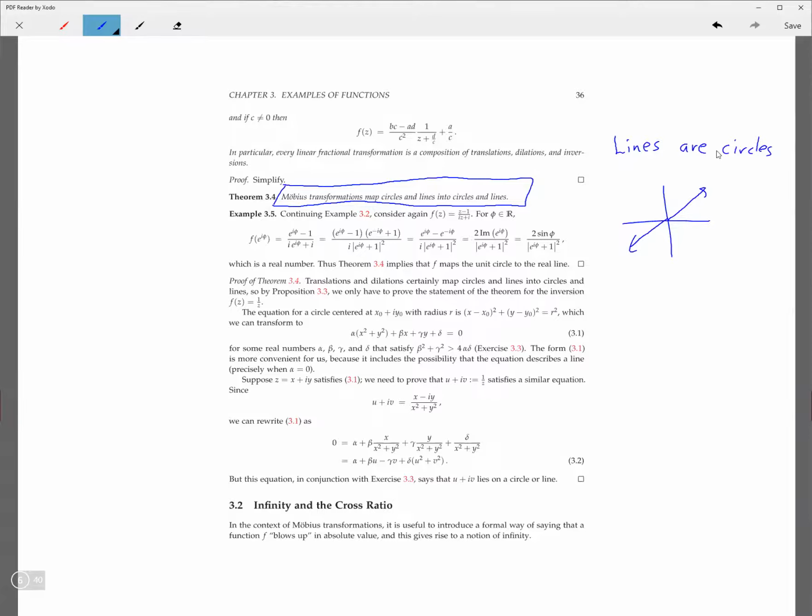So a lot of mathematicians will say, oh, lines are circles. And then you can just say, oh, Mobius transformation maps circles into circles. And then everybody's like, oh, okay, yeah, we'll go with that one, okay? So those are two ways that you can think about this.